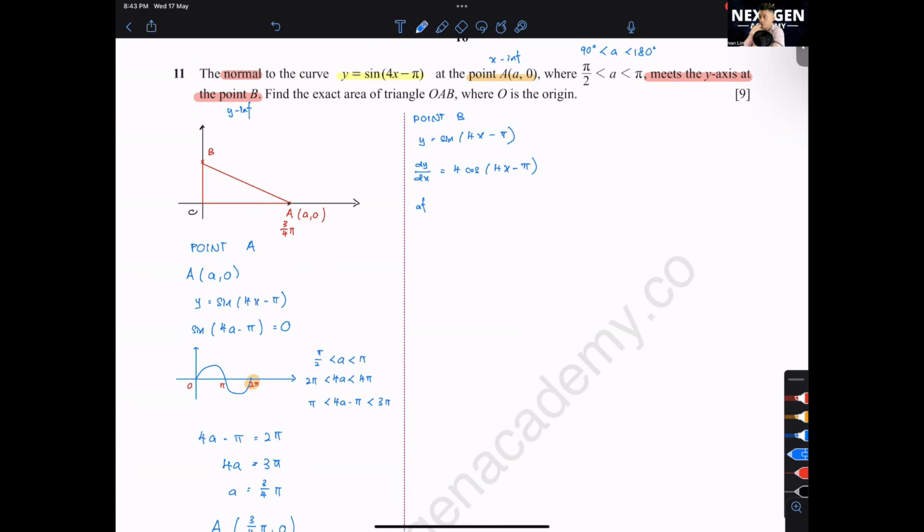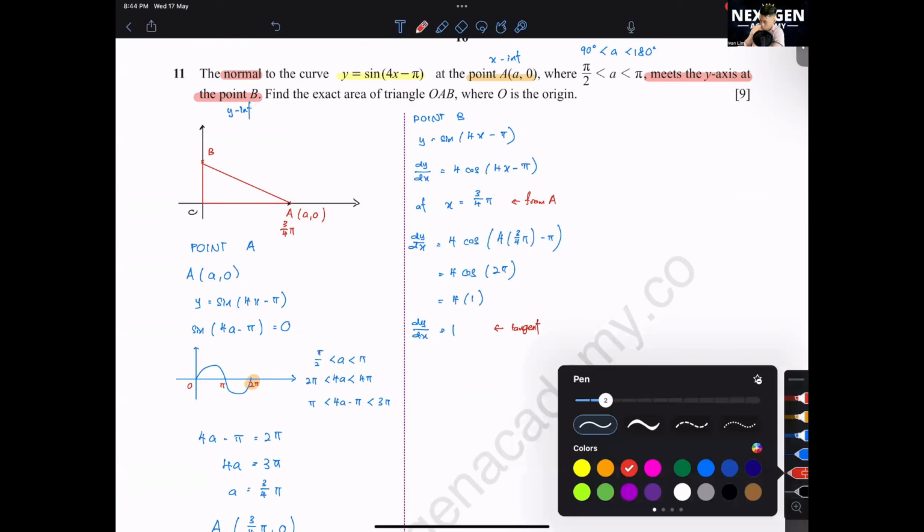From A, we had this one. This is basically A. dy over dx. So we want to find at the normal, which basically cuts at A. The normal will cut at A. So here is 4 cos 4 times 3 over 4 pi minus pi, which is equals to 4 cos 2 pi over here. Equals to 4 times 1. So your dy over dx is equals to 1. This is for your tangent.